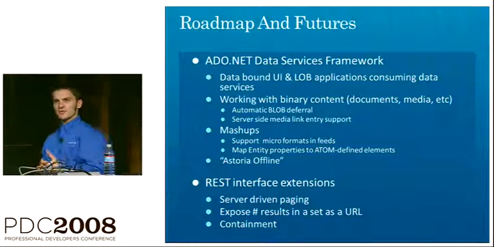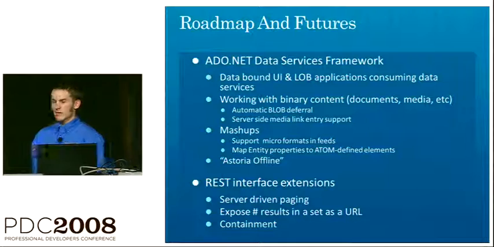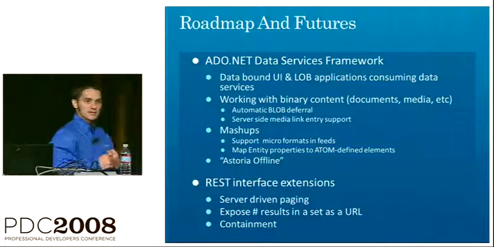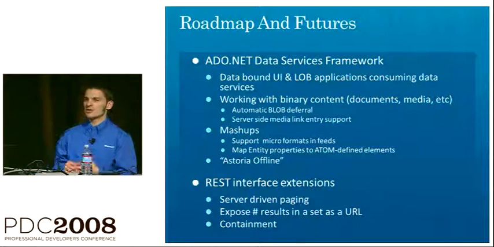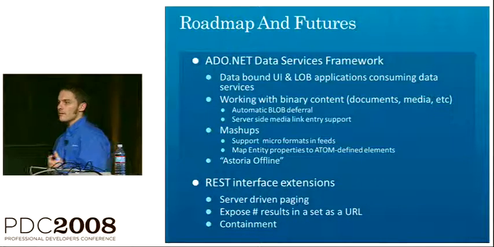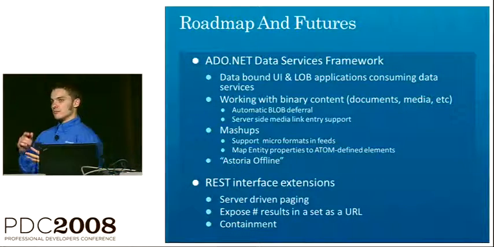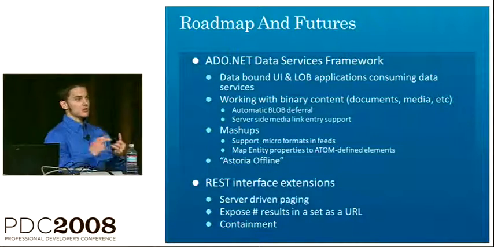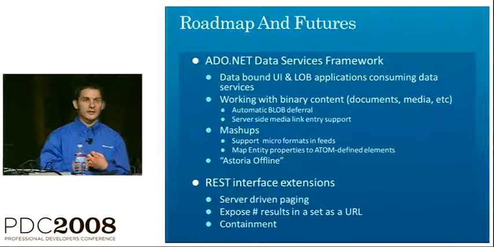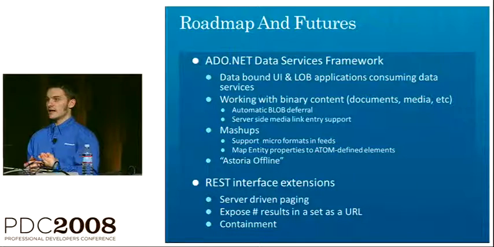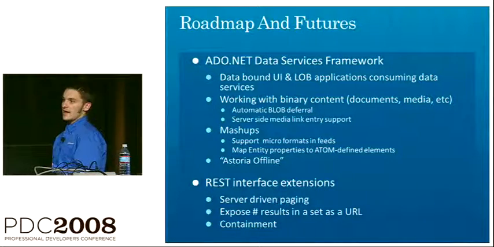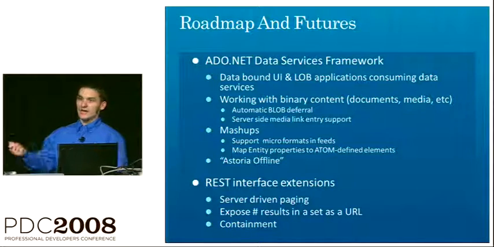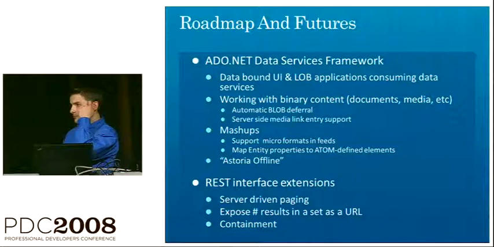Some of the things we're thinking about in the framework space is that we're going to continue to make it even easier to get data from these services, build line-of-business applications, and bind that data to UIs. You'll see us make further enhancements here. We're going to make it easier and more efficient to work with really big content out of these services, both structured content and binary content. You can work with binary content today. We're going to continue to embrace the AtomPub standard here and make it even easier to work with binary content using AtomPub media link entries.